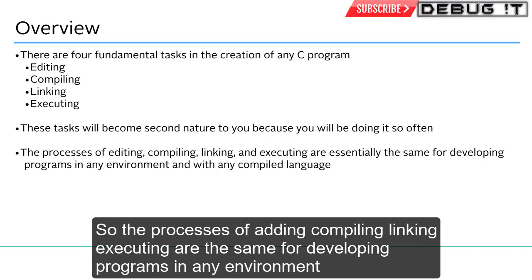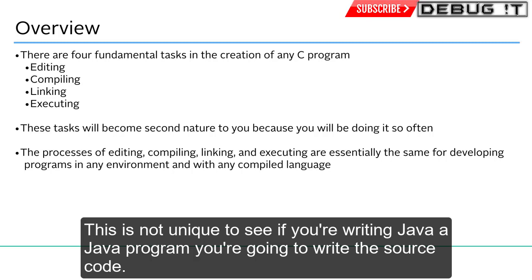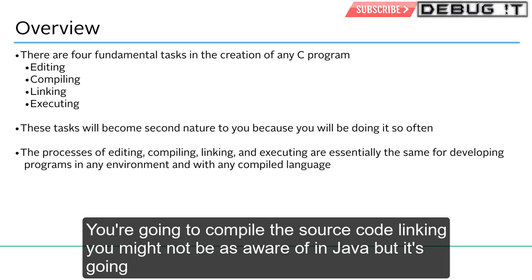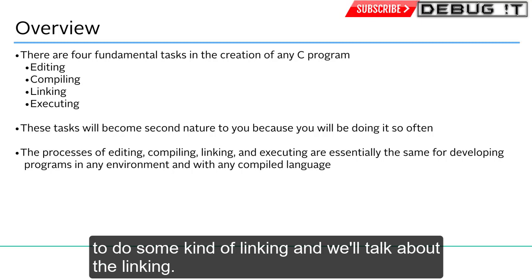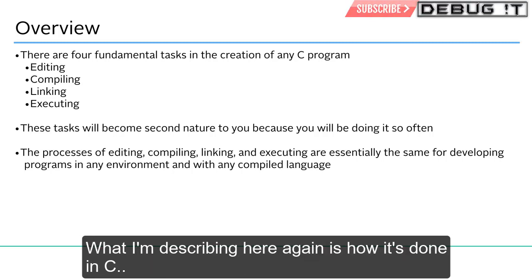The processes of editing, compiling, linking, and executing are the same for developing programs in any environment with any compiled language. This is not unique to C. If you're writing a Java program, you're going to write the source code, compile it, and then run the program. Linking you might not be as aware of in Java, but it's going to do some kind of linking, and we'll talk about what linking is. What I'm describing here, again, is how it's done in C.